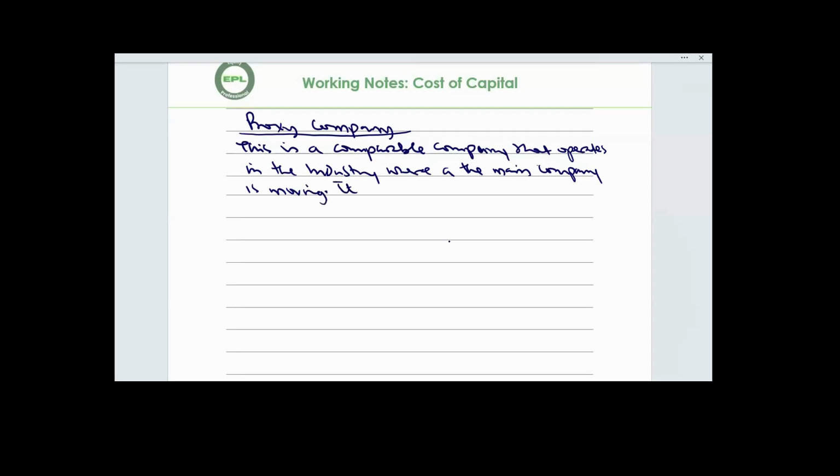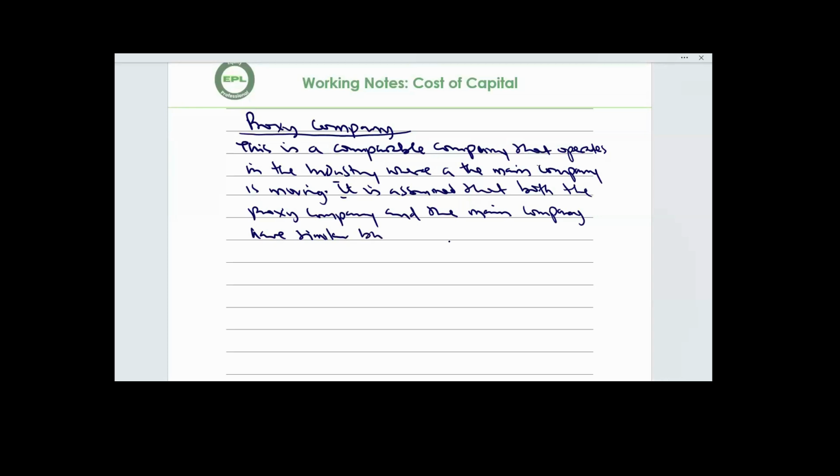Okay? It's assumed that both the proxy company and the main company, the main company is the company that is moving, have similar business risk. That's why you want to borrow the beta of the proxy company.